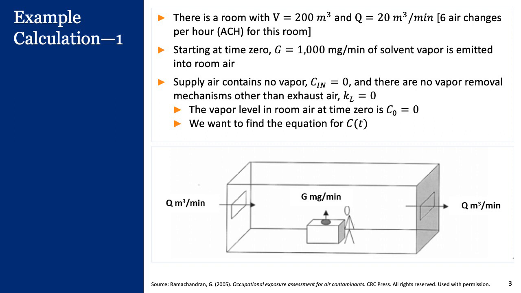So coming back to our calculation, we start at time 0, and we assume that G, the generation rate, is equal to 1,000 milligrams per minute, and it's constant with time. We will also assume that the supply air contains no contaminant vapor, so Cn is 0. There are no vapor removal mechanisms other than exhaust air, so Ks of L is 0. And we are also going to assume now that at time t equal to 0, the concentration in the room is also 0, so it's a perfectly clean room.